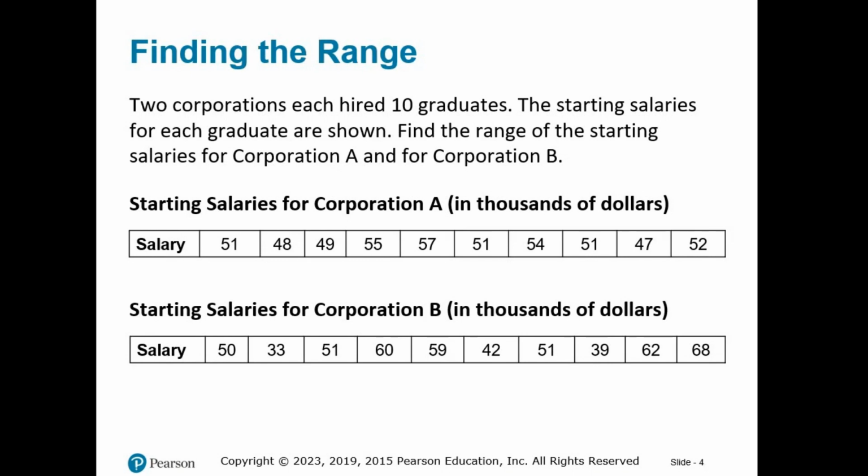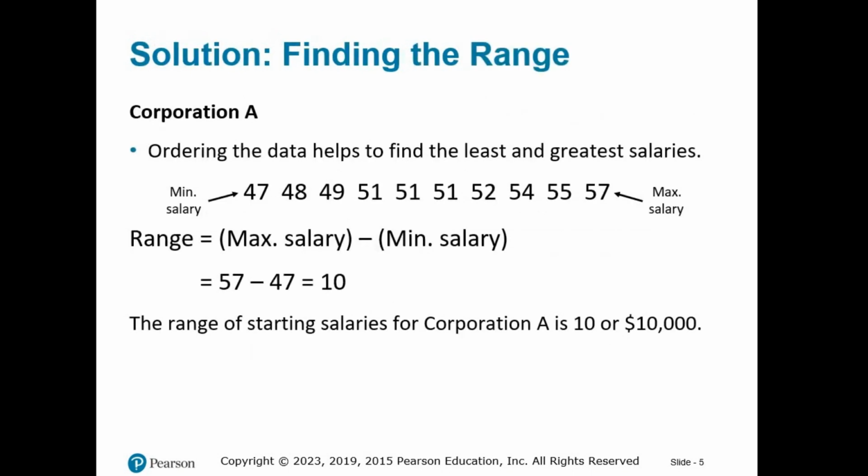Okay, let's focus on Corporation A first, and be sure to note that the values in our data set are to be interpreted in thousands of dollars. Ordering the data set helps to find the smallest and largest salaries. It looks like the smallest salary is $47,000 and the largest is $57,000. The range is found by subtracting the smallest, 47, from the largest, 57. Our result is 10. This means the range of starting salaries for Corporation A is 10 or 10,000.